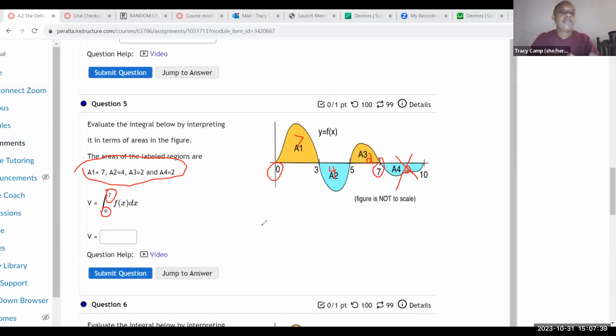And then also know that when you have a curve above the x-axis, you're going to write your answer as positive, but when it's below, write it as negative. So we're going to add up these 3 areas, A1 plus A2 plus A3, the A2 being negative though. So we will have 7 minus 4 plus 2, which is 5, right? And that's going to be my answer. It's 5.